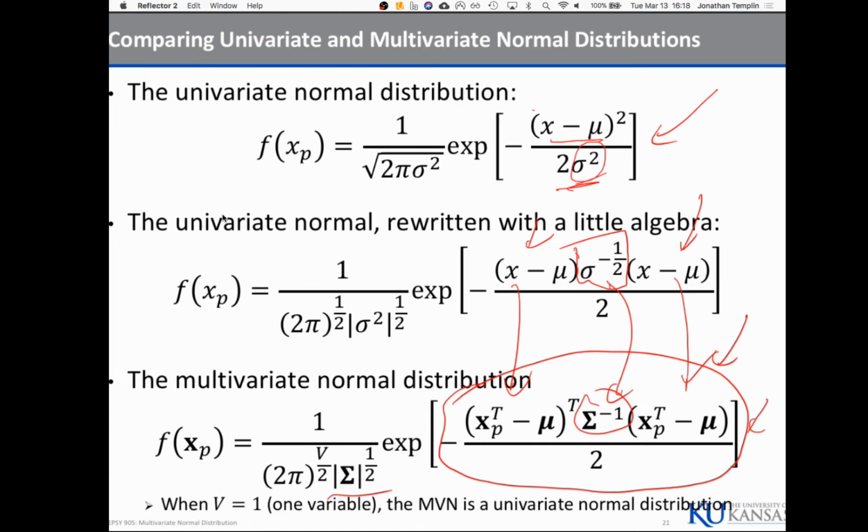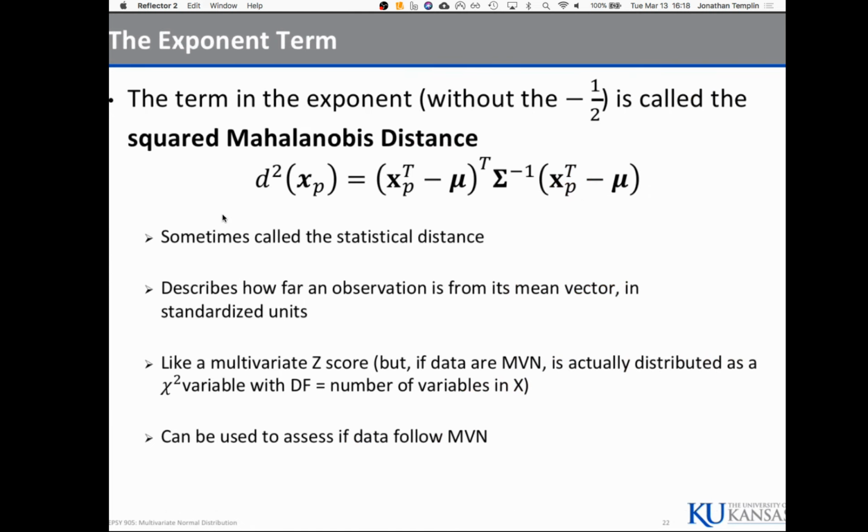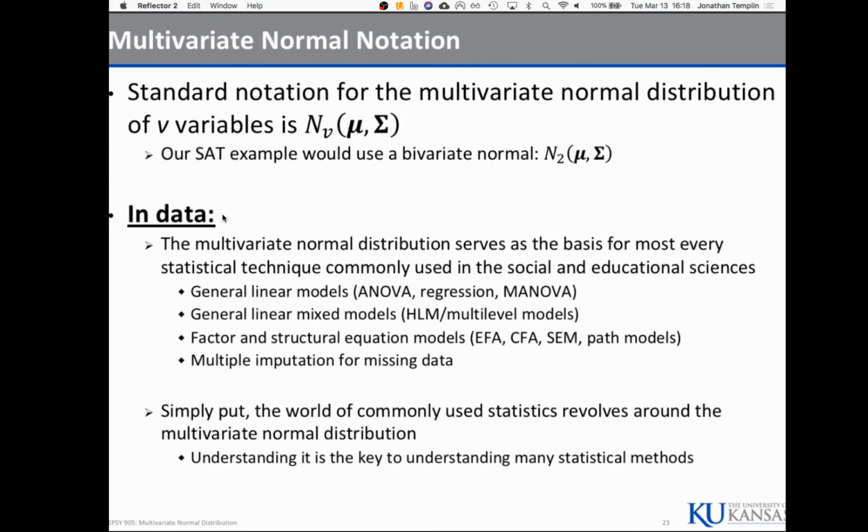I don't know. This is the determinant of the covariance matrix here. It's kind of like taking the square root. Well, it's raised to the 1/2 power. But anyway, there it is. Squared Mahalanobis distance. It's like a z-score in multiple dimensions.